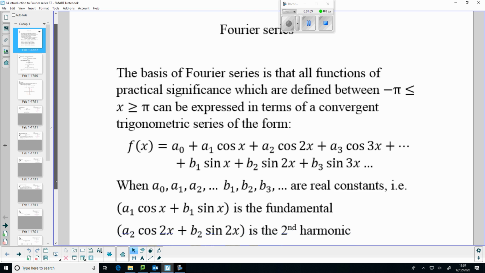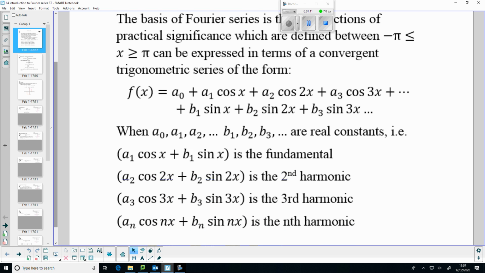What we're saying here is, last week we looked at what was meant by fundamental frequency, second, third, and fourth harmonics. So in terms of this, a1 cos x plus b1 sin x is the fundamental frequency. If you look at the second one, a2 cos 2x and sin 2x, that's double the frequency, therefore the second harmonic. Three times the frequency, third harmonic. n times the frequency, the nth harmonic.